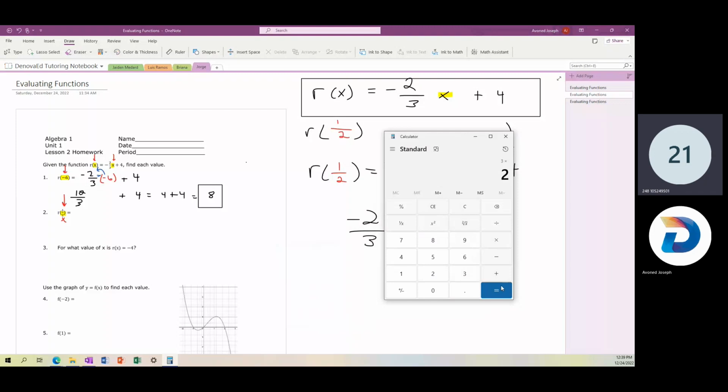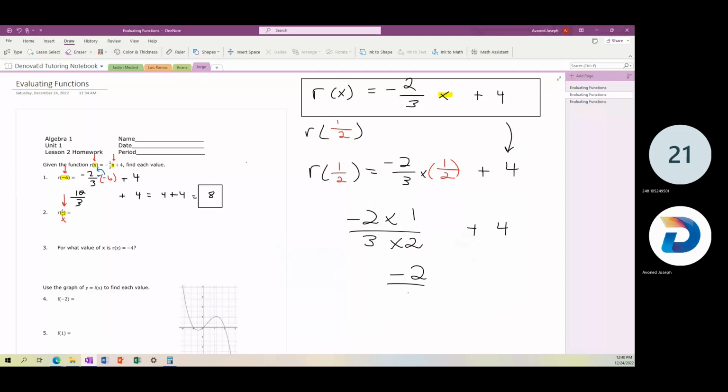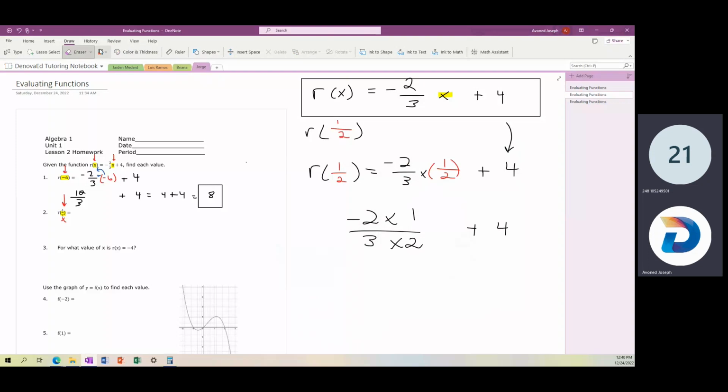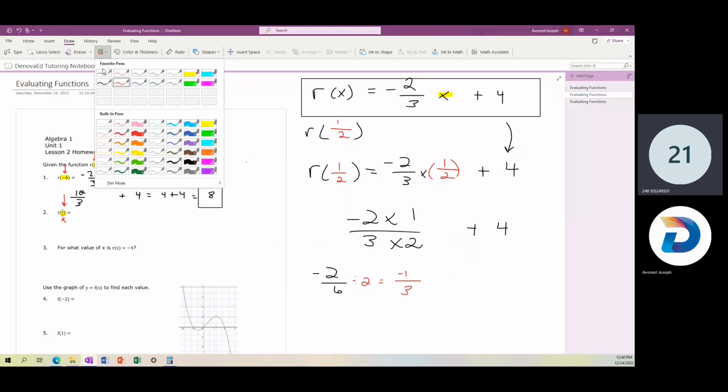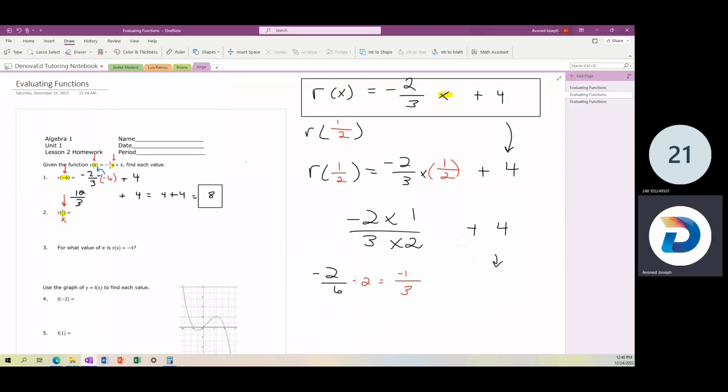6, right? So now we have negative 2 over, let's reduce this. So we have negative 2 over 6. We can divide both of these by what? 2? Top and bottom. That'll give us negative 1 over 3. Do you see that? Okay. And what is still left over? 4. Yeah, 4 is left over, right?